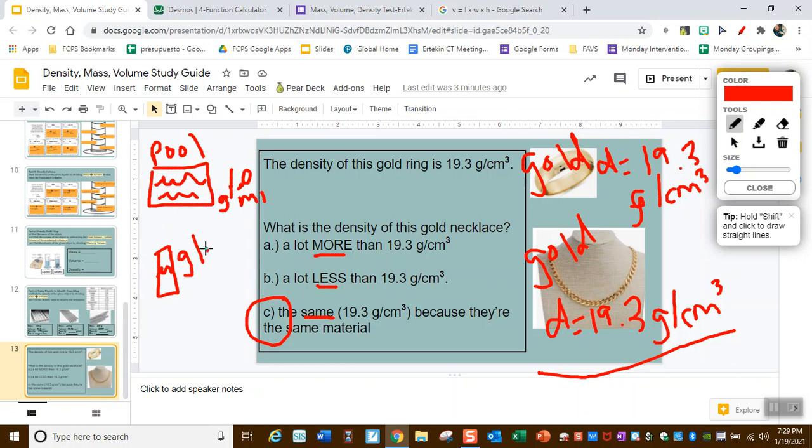If I have a glass of water, the density is the same, 1.0 grams per milliliter, because the density of water never changes. It's always 1.